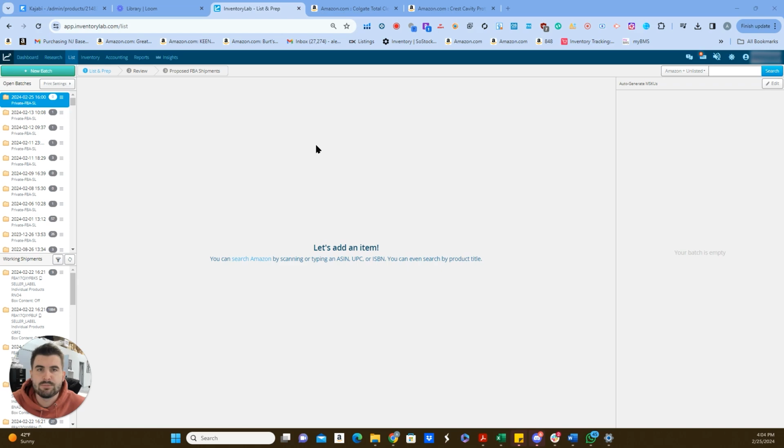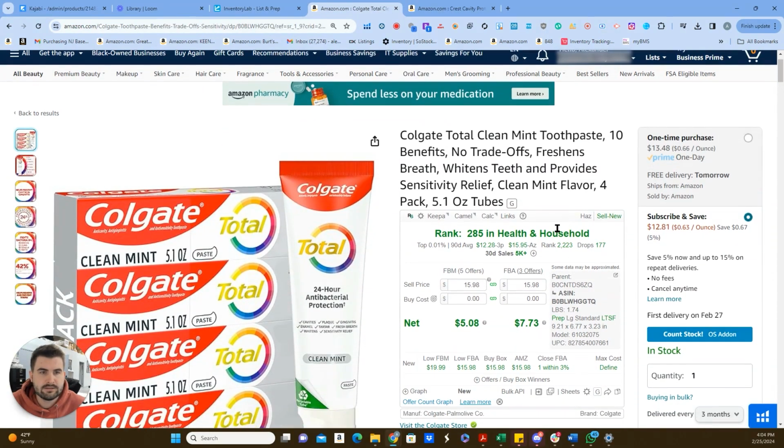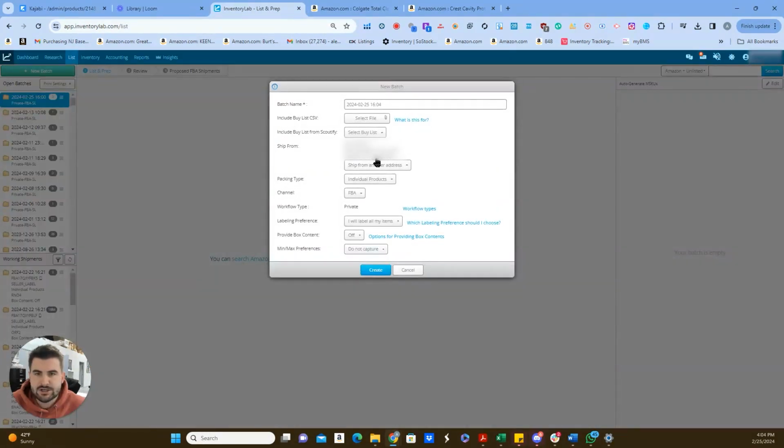So let's say we have a couple products we want to send into Amazon. For example, we have the Colgate Total Health toothpaste. We're going to take the ASIN that RevSeller pulled. We're going to bring it over. We're going to hit new batch. And a couple things I want to go over in this new batch.